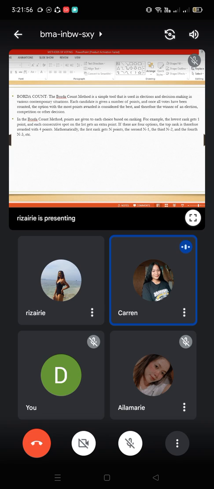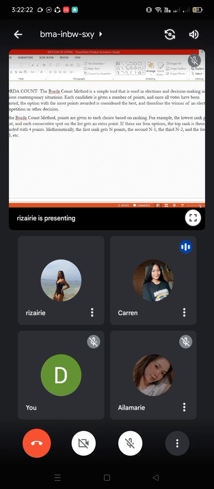The Borda count method is a simple tool that is used in elections and decision-making in contemporary situations. Each candidate is given a number of points, and once all votes have been counted, the option with the most points awarded is considered the best, and therefore the winner of an election, competition, or other decision.